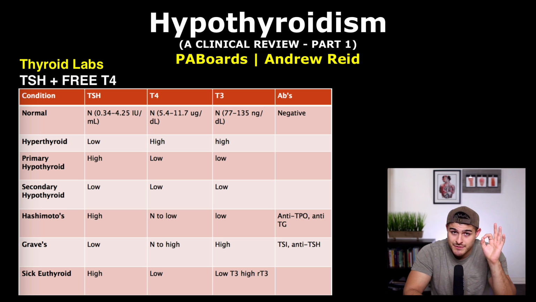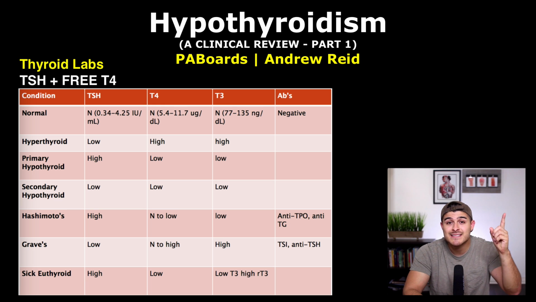So again, the test of choice is TSH and free T4. Now, when we have primary hypothyroidism, we're going to have a high TSH and a low free T4. Primary hypothyroidism, problem with the thyroid gland, high TSH, low free T4.